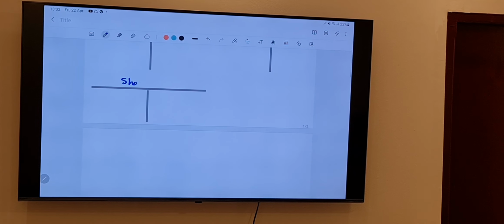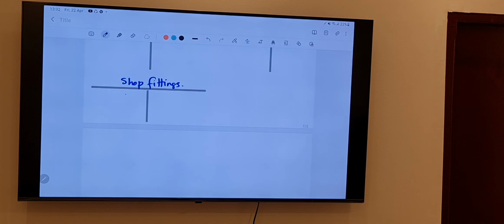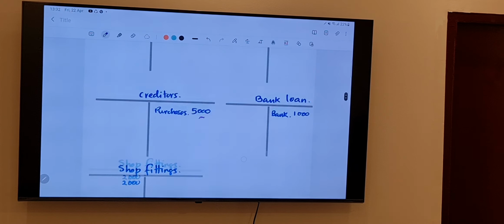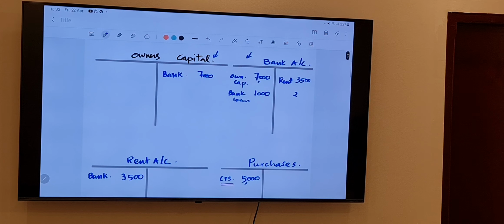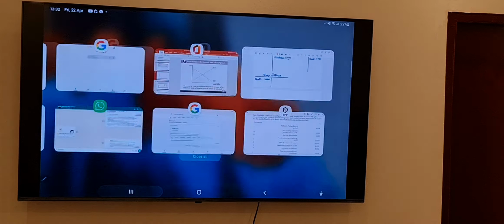Shop fittings, and how much? 2000. This 2000 I debit here and credit to bank. Here I write shop fittings and here I write bank. Is that clear, Baha? Yes. Good. Next item.